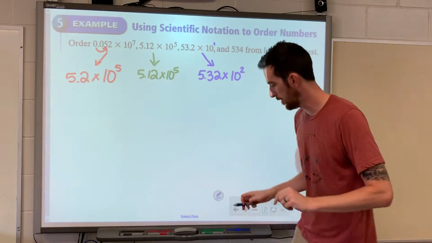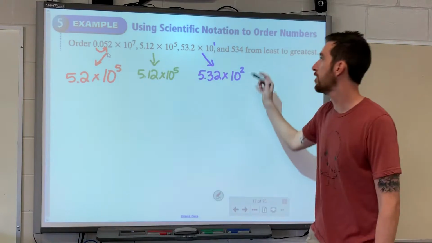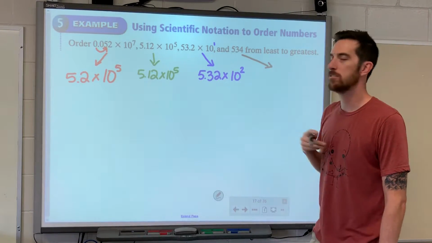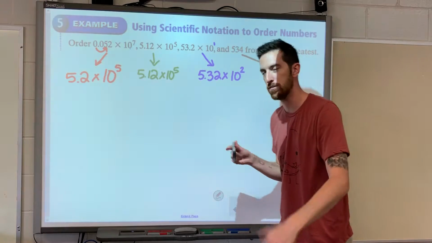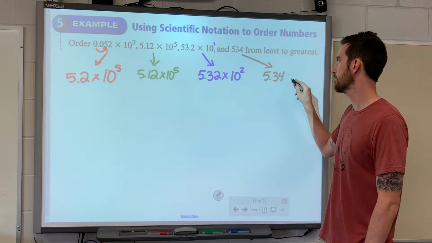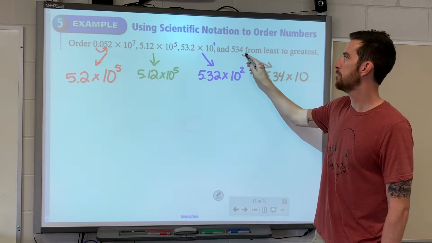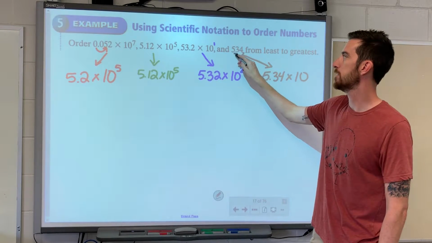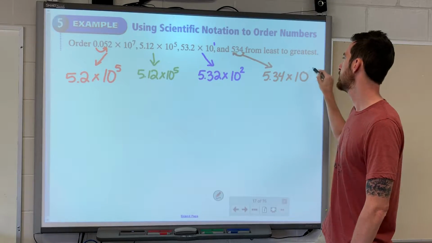And then the third one, 534, that's just in standard notation, but to get it into scientific notation, we'd make that 5.34. And then that would be moving the decimal 2 places over. So it'd be times 10 to the 2nd.